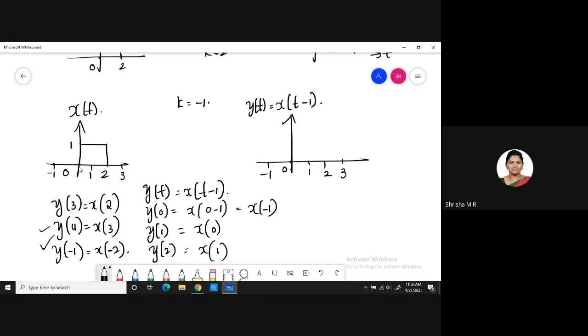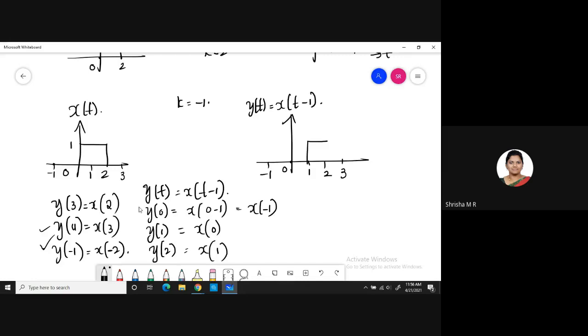So in x of t at t is equal to 0, what is the amplitude? It's 1, right? So at y of 1, you'll have amplitude of 1. Clear? And at t is equal to 2 in y of t, what is the amplitude equal to? It is equal to the instant at x of 1. At t is equal to 1 second in x of t, you have amplitude 1. So the amplitude will be 1.